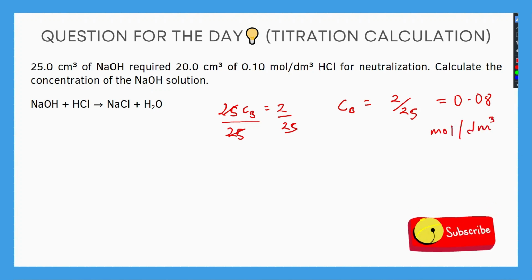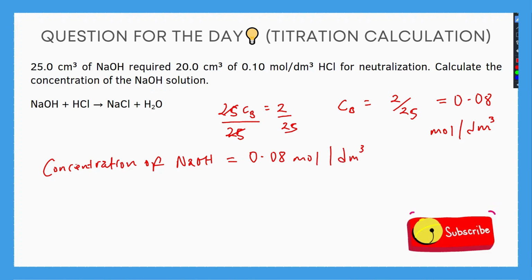So invariably, the answer to this question is that the concentration of the sodium hydroxide solution is 0.08 moles per dm cube. I hope you saw how every step was taken.